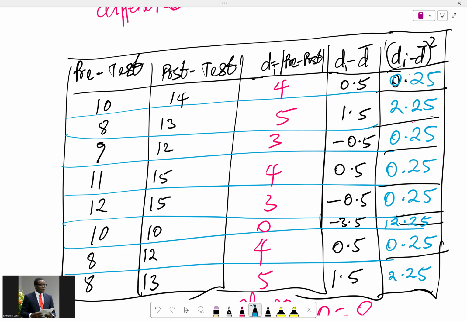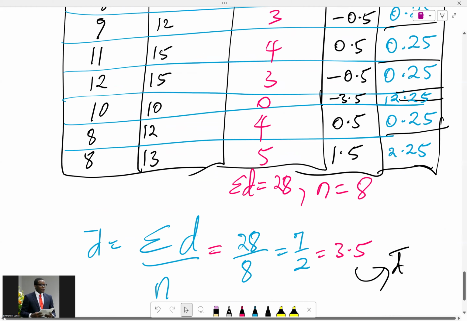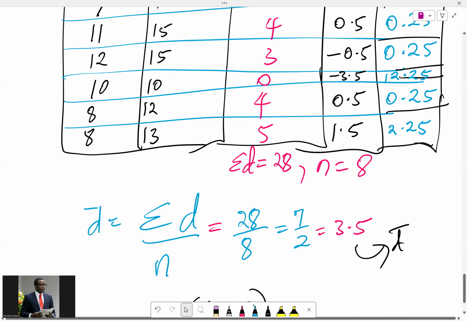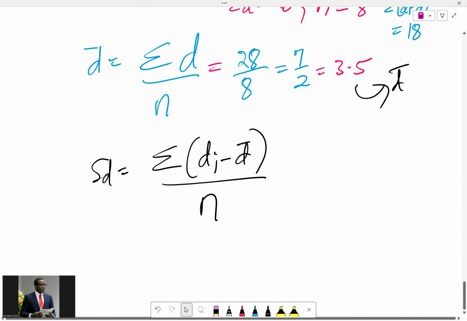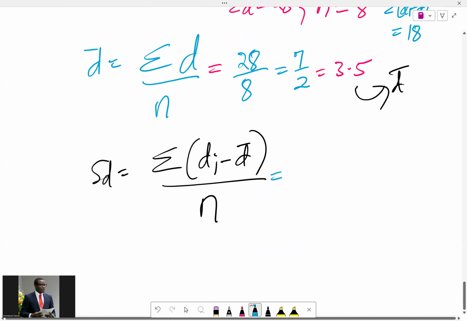12.25 plus 0.25 plus 2.25. I go again: 0.25, 2.25, 0.25, 0.25, 0.25, 12.25, 0.25, 2.25. So all that is 18. So the summation of (di minus d bar) squared is 18, interestingly. So we have 18 for the standard deviation.